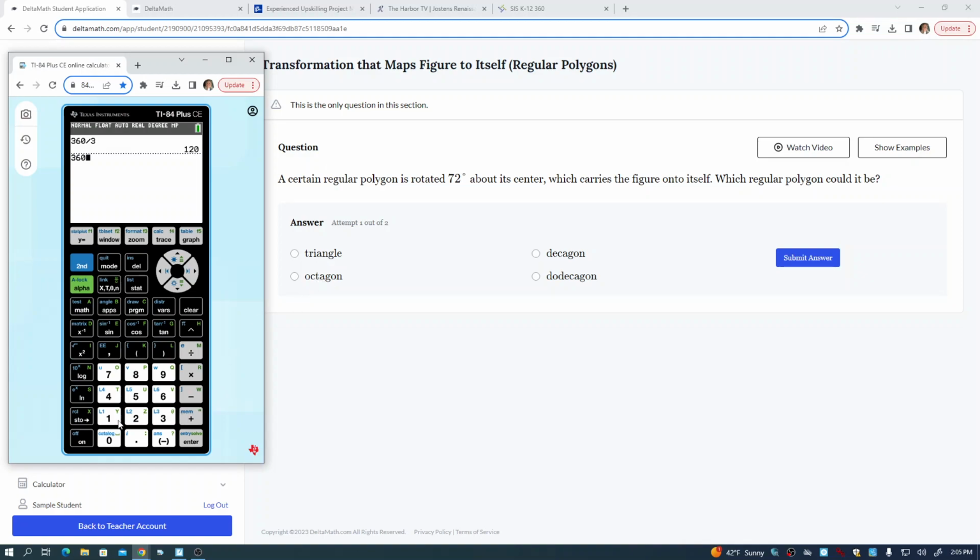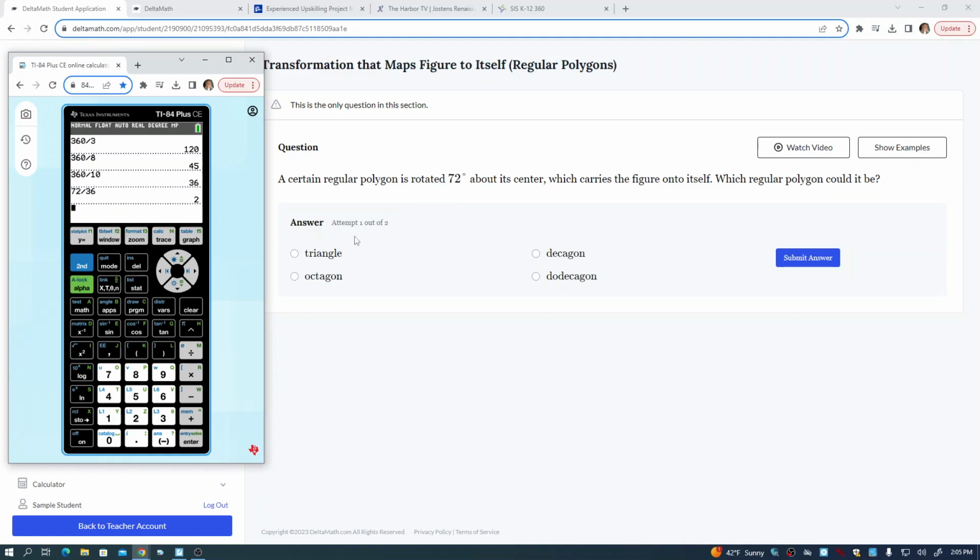So take 360 divided by an octagon's 8 sides, every 45 degrees. Well, 72 is not going to divide by 45 either. 45 double would be 90. So no. Let's try a decagon, which has 10 sides. So we should know that 360 divided by 10 is 36. Well, I know that 72 does divide by 36 2 times. So it has to be a decagon.